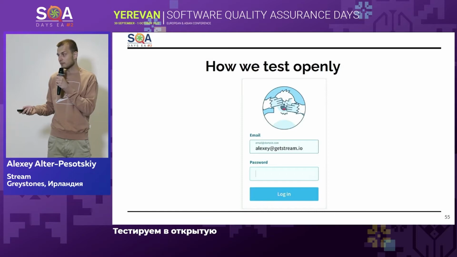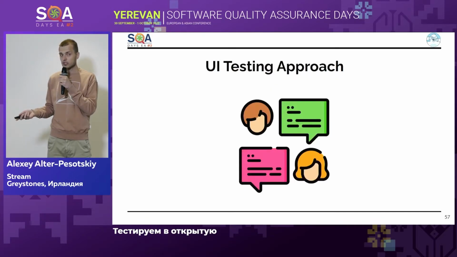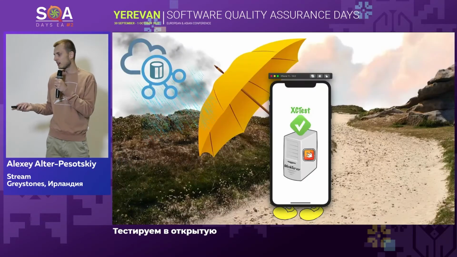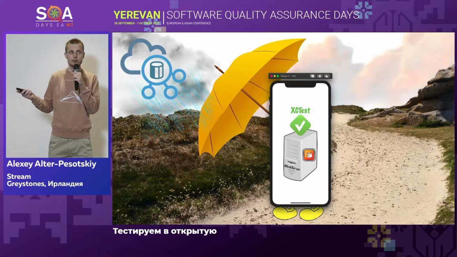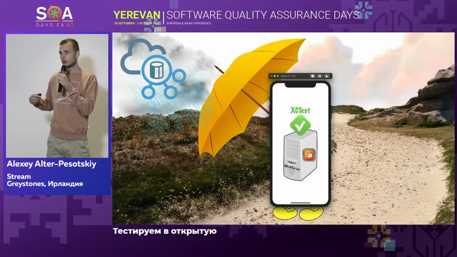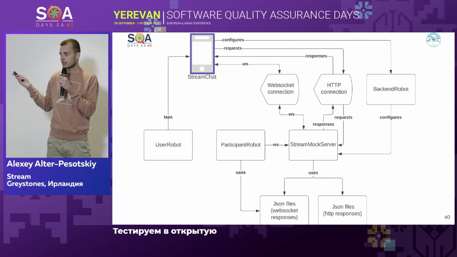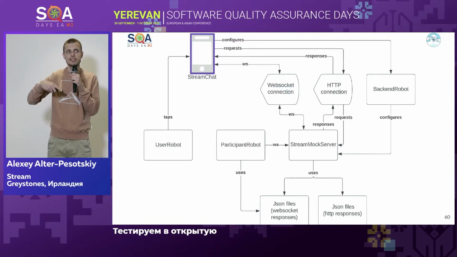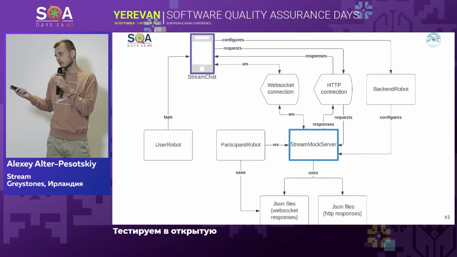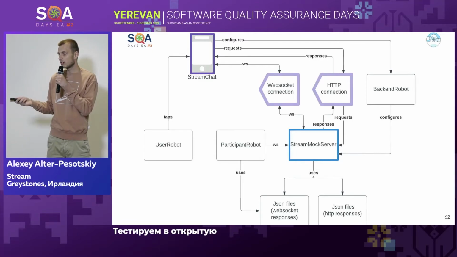Okay, how we test openly. Our UI testing approach. As you remember, I'm talking about Chat SDK, and we need two users to communicate with each other to test chat. For that, we created a mock server, so it mocks the real backend. So we are testing only front-end SDKs here, and it lives inside the tests. So this is the diagram. We have StreamChat, our device with our demo app that contains our SDK. We, as I said, created mock server, and they communicate with each other in 2 directions, through HTTP connection and WebSocket connection.